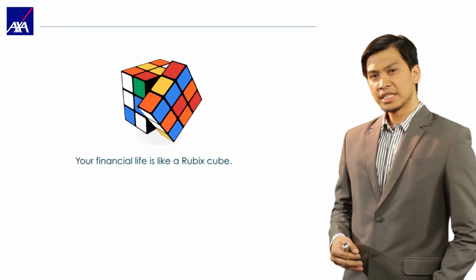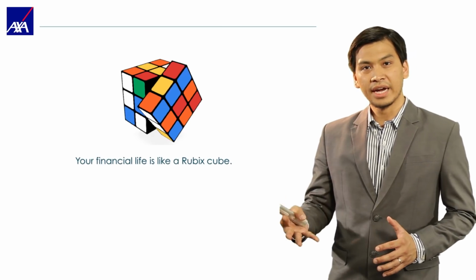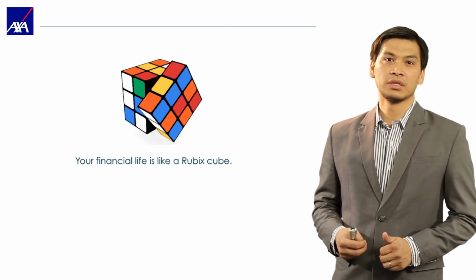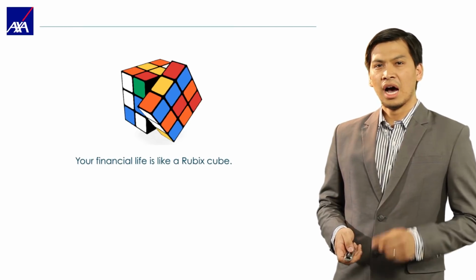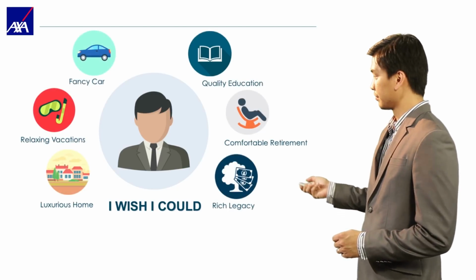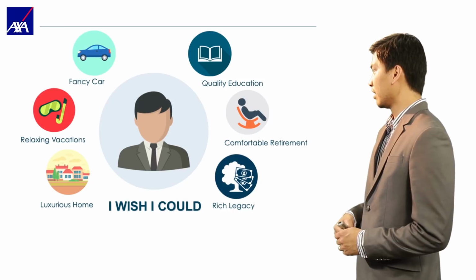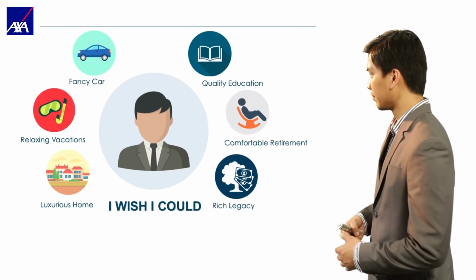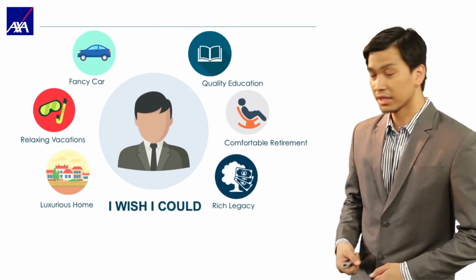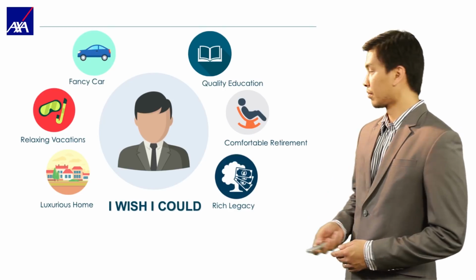All right. They say our financial life is like a Rubik's Cube. When we move one side, another side gets affected. And that is a difficulty when we talk about finances. A lot of our clients wish that they had these. They want a good house. They want traveling or vacations, a good car, education. They want a comfortable retirement, and even they want to have a rich legacy they pass on.